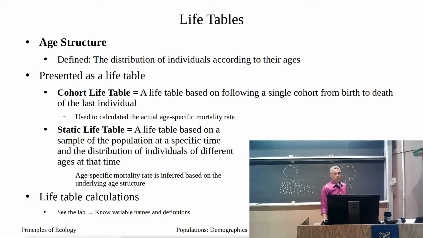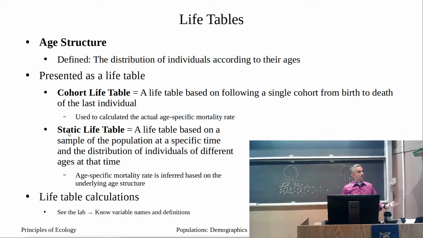Now, the benefit of this cohort life table is that we can calculate the age-specific mortality rate, and this rate is the actual rate. Since we followed every single individual, we know exactly when they died. And that gives us an age-specific mortality rate, a chance of dying at each age. That doesn't mean we can't get age-specific mortality rates from the second type, the static life table, but rather that in the cohort table the rate is actual because we've actually measured it. We've actually observed it.